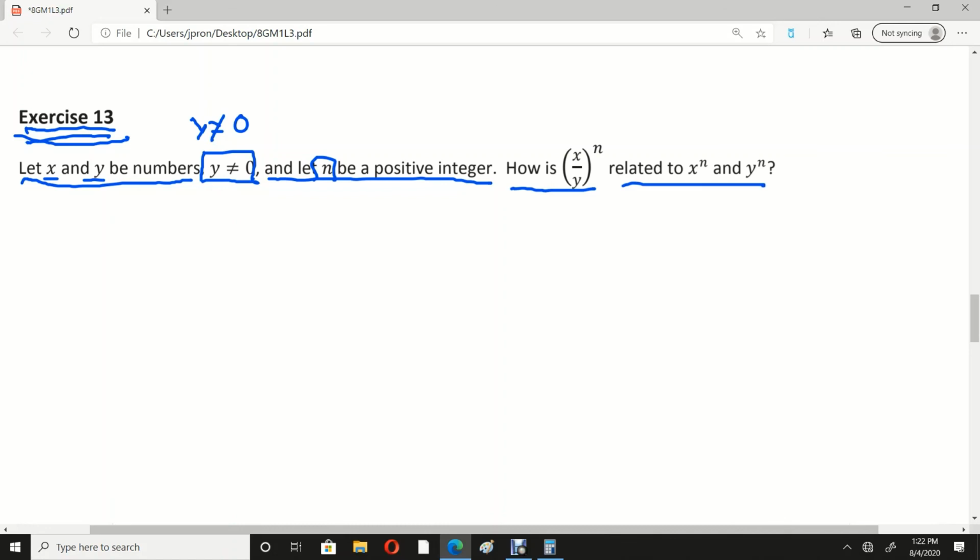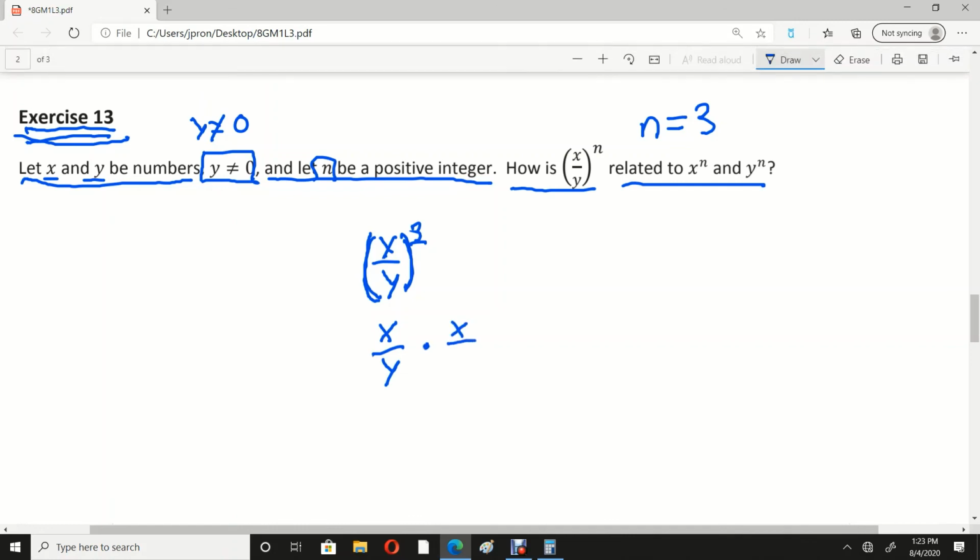All right, so here's what's going on. So it might be easier. Let's just make n equal 3, just for simplicity's sake. So we have x over y to the third power. Okay, so what is the exponent telling us to do? Very good, repeated multiplication. What are we going to repeatedly multiply? Very good. We're going to repeatedly multiply x over y. We're going to do it 3 times. Times x over y times x over y.